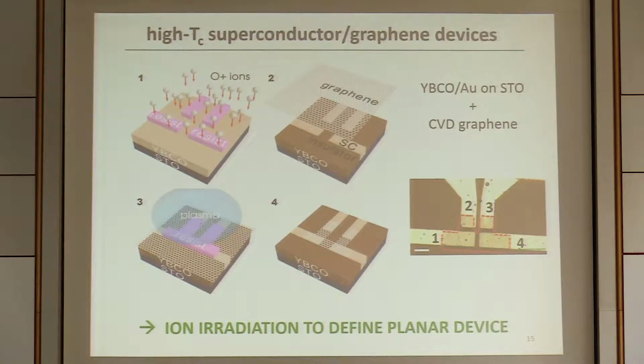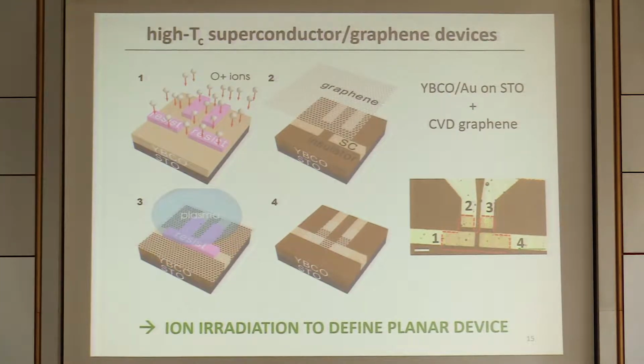If you don't cover your YBCO in situ and you take it out of the chamber and do all these chemical steps afterwards for the lithography, the YBCO surface degrades very rapidly, and whatever you have on the surface of YBCO is no longer superconducting. You have some insulating layer. So it's important to cover the YBCO in situ with a very thin layer of gold. And then you get this thing, and then you do some lithography.